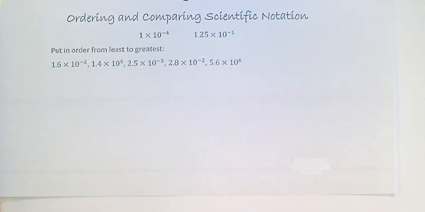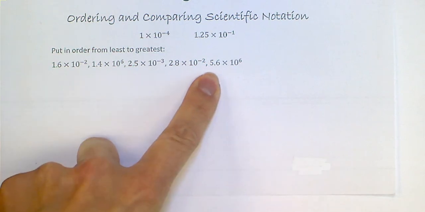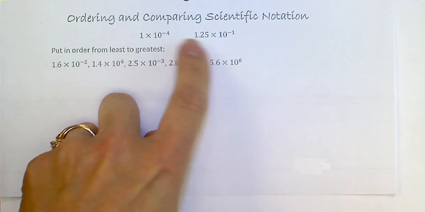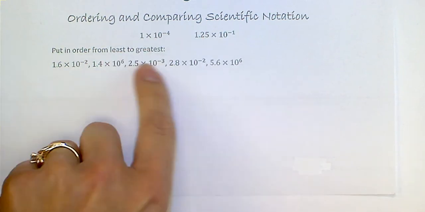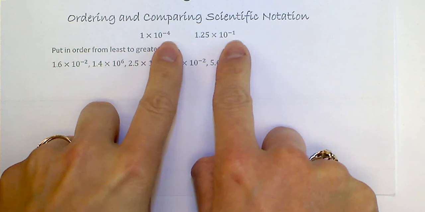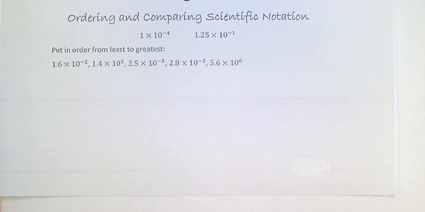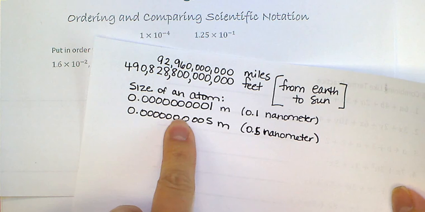Now let's try putting scientific notation numbers in order from least to greatest. What you can do is change all of these back to the decimal form if you would like. Let me just show you what these two would look like. I'm going to actually leave these as scientific just because it's going to be a lot of zeros and decimals and stuff. So the first thing we know, negative exponents are going to be smaller numbers, and remember, negative exponents are going to be really small numbers, positive exponents are going to be big numbers.